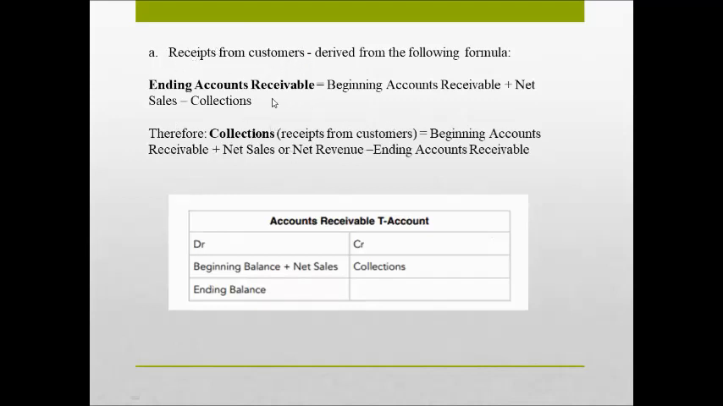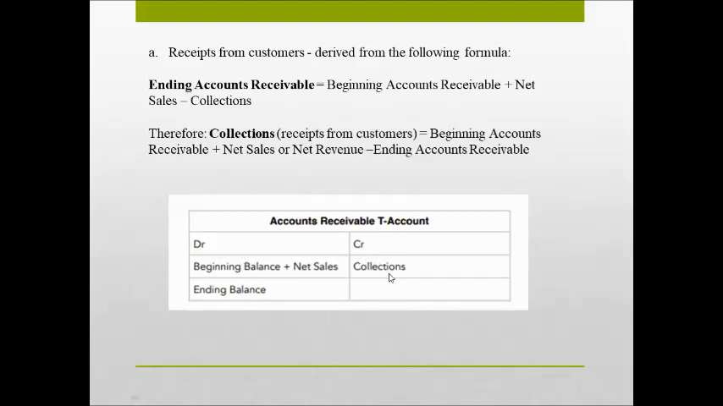So basically, the standard formula will be: ending accounts receivable is equal to beginning accounts receivable plus net sales less collections. But then again, ang hinahanap kasi natin is the collection. So this is the standard form, pero collection ang hinahanap natin. So we need to interchange the formula into collection equals beginning accounts receivable plus net sales or net revenue minus ending accounts receivable. So if you will see this T account, so debit and credit.